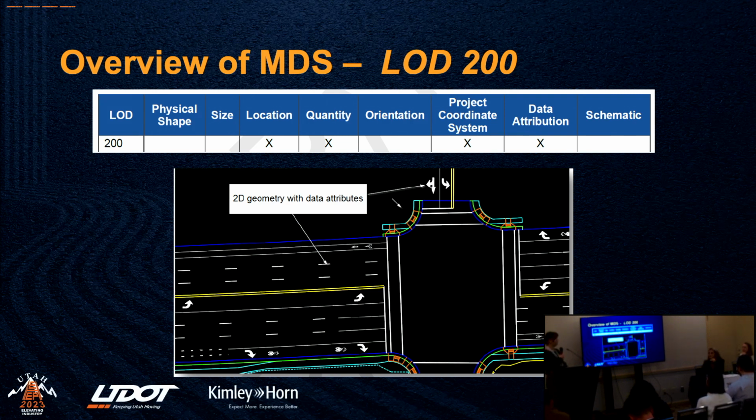Another example of LOD 200 for us usually is our ped ramps. We're doing some piloting now to see what level of development we should be putting into ped ramps, but a lot of the time we just put a little symbol and say ped ramp goes here. It's got the location, it's one ped ramp, but we don't really give them anything else.